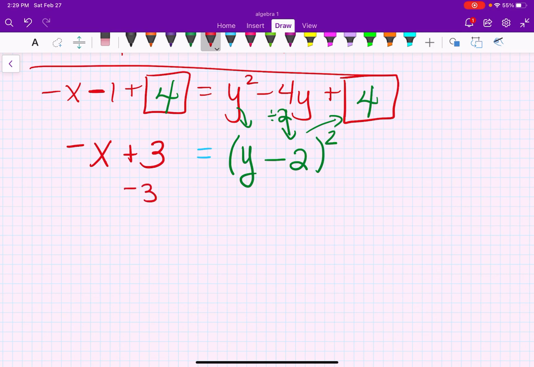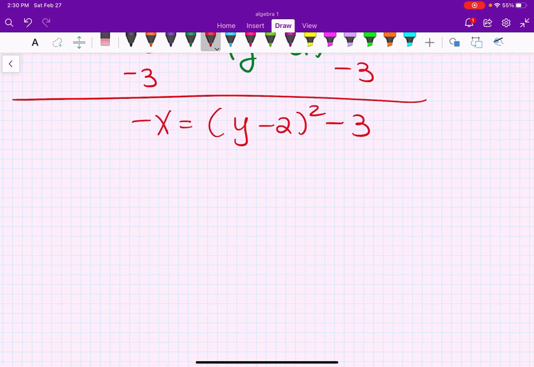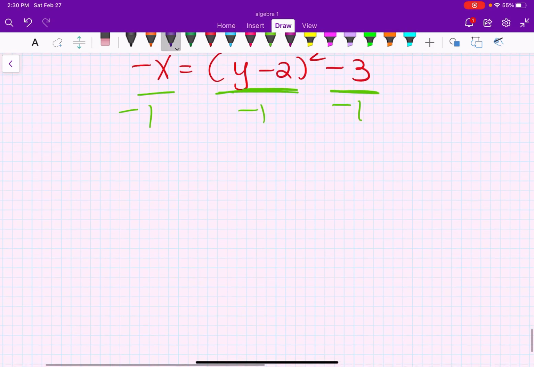So now I'm going to move my 3 back over. And I have negative x equals y minus 2 squared minus 3. And so my problem is my negative x. So again, remember that this is one big chunk, so we're going to divide each piece by negative 1. And we've finally got our problem in the form that we needed. x equals negative 1 times y minus 2, and the reason there's a negative 1 is because when I divide it, I just put it up at the top.